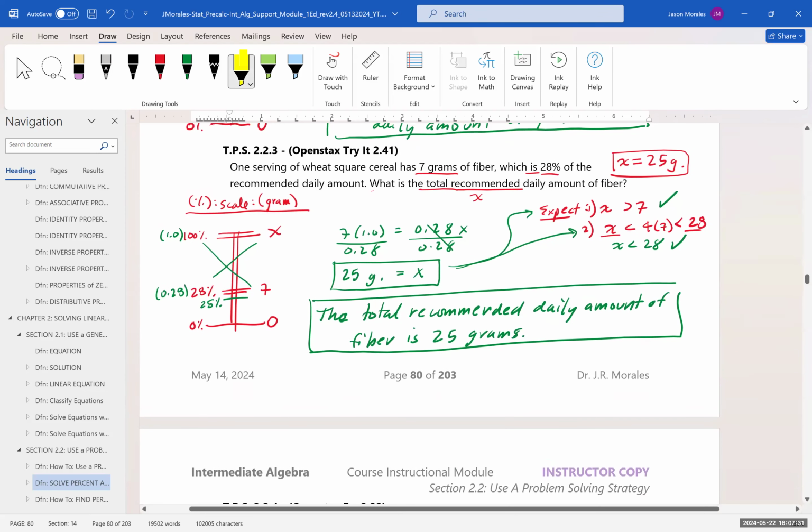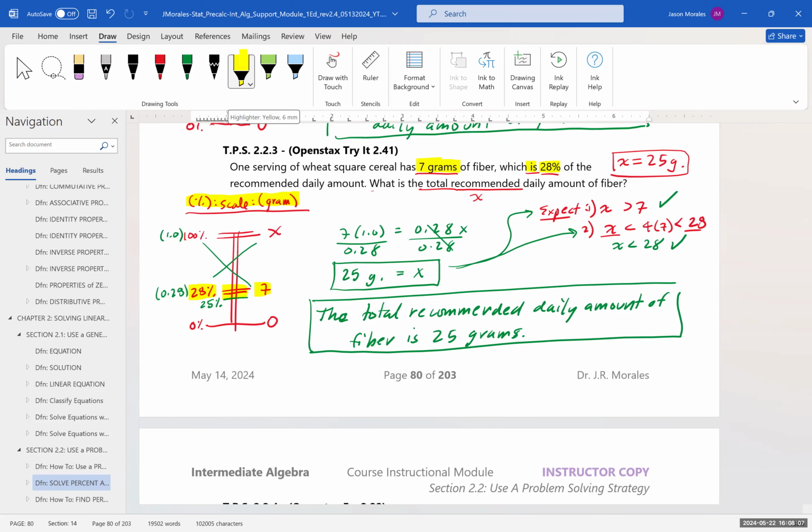Once again, I'm going to set up my scale with percent on the left and grams of fiber on the right. We can see here in this word problem, 7 grams, grams being one side of the scale, is being equated to 28% on the other side of the scale. So that's why I put 7 associated with 28%, of the recommended daily amount. So what is the total recommended daily amount of fiber?